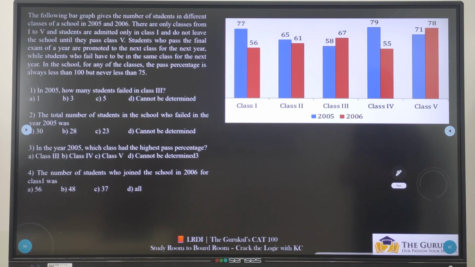Students who pass the final exam of a year are promoted to the next class for the next year, while students who fail have to be in the same class for the next year. For any of the classes, the pass percentage is always less than 100 but never less than 75. So it is never 100% pass and never less than 75% also, followed by 4 questions.